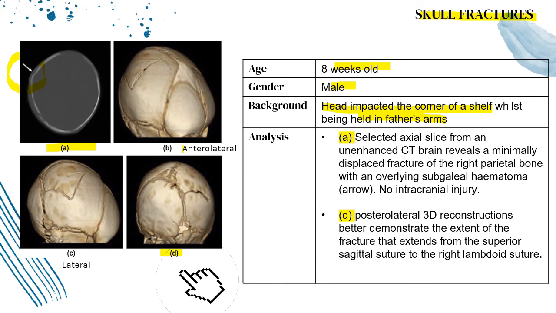This is the anterolateral view. This is the lateral. The posterolateral 3D reconstruction better demonstrates the extent of the fracture. The fracture extends from the superior sagittal suture to the right lambdoid suture.